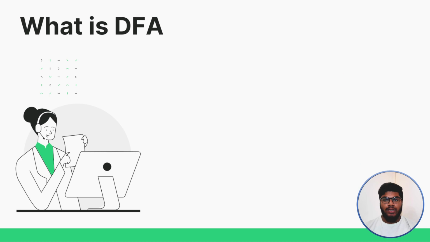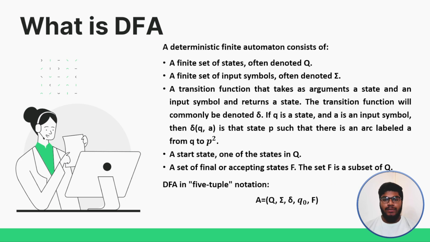DFA is also called deterministic finite automata. The deterministic finite automata consists of a finite set of states, often denoted by Q, and a finite set of input symbols, often denoted by sigma, and a transition function that takes as arguments a state and an input symbol and returns a state. The transition function will be commonly denoted by delta. If Q is a state and A is an input symbol, then delta of Q comma A is the state P such that there is an arc labeled A from Q to P, and a start state, one of the states in Q, and a set of final states or accepting states F. The set F is a subset of Q.